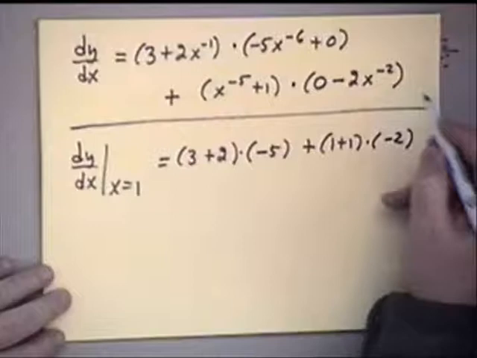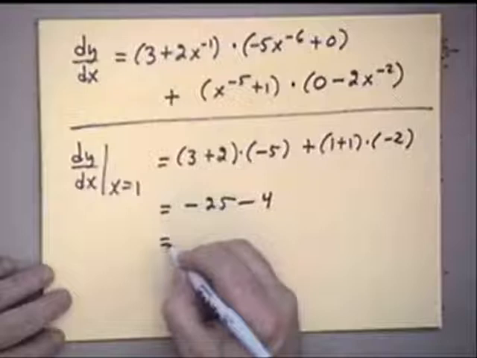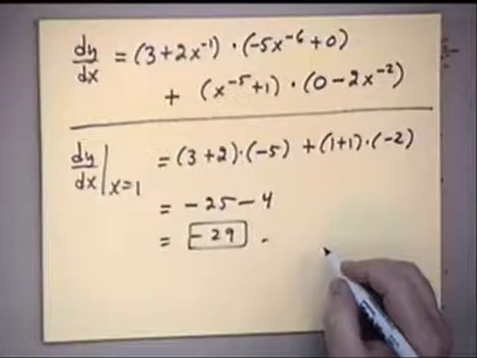So this becomes much simpler to look at. 5 times minus 5 is minus 25. This is 2 times minus 2 is minus 4. So I end up with minus 29. That's what I was looking for. What is the derivative of this function evaluated at x equal 1?